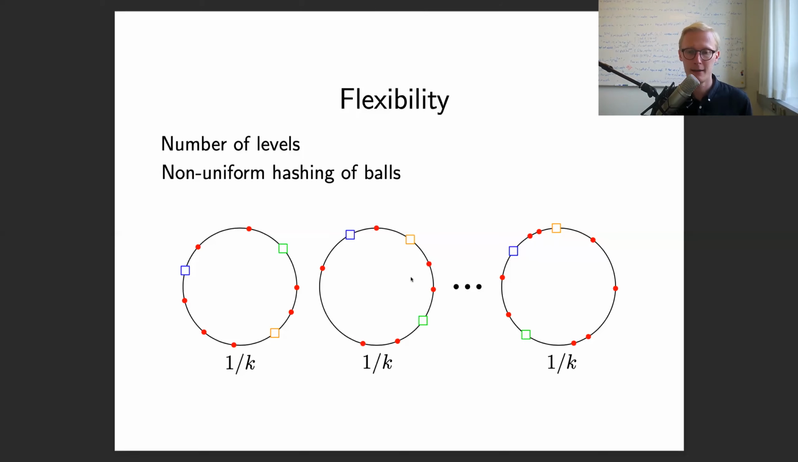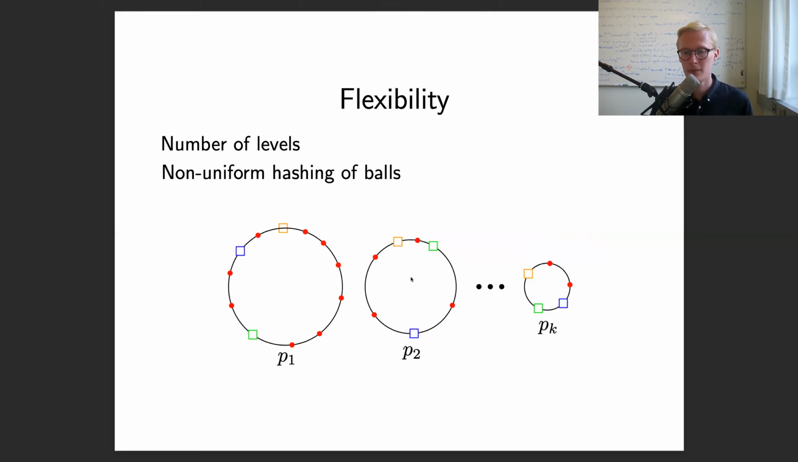So you could have that the probability of hashing to level i is 1/k for each level. And then you would have essentially more or less the same number of balls hashing to each level. But you could also imagine some other probability distribution where, for example, it became less and less likely to hash to higher levels. And we will in fact use these skew distributions in our results.